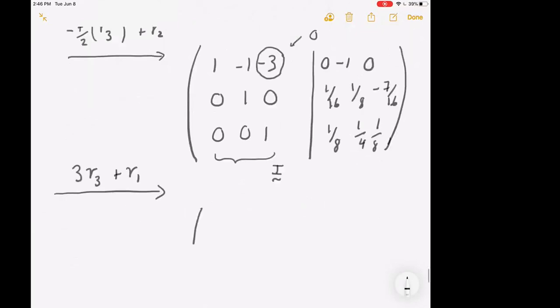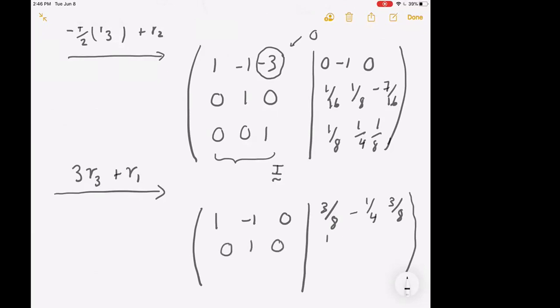And so what that gives you is 1, minus 1, 0, 3/8, minus 1/4, and 3/8 for our new first row. But the second row is the same, and the third row is not changed at all.